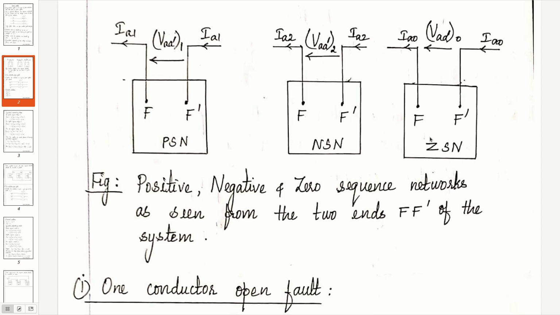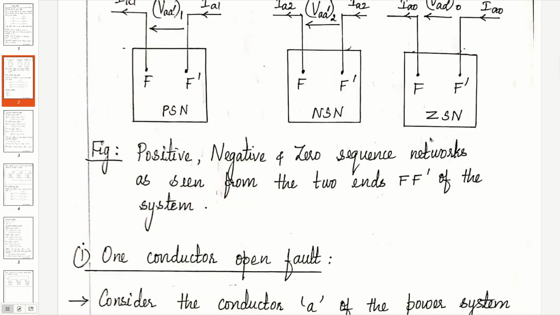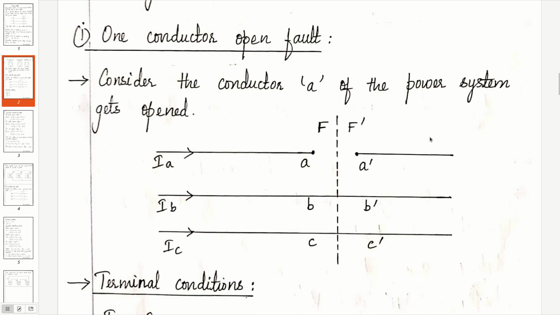So let us analyze the first type of series fault, which is one conductor open fault. Let us consider that open occurs in the line A of the power system. The power system is represented by three lines A, B and C, and we assume that the open fault occurs in line A. So A dash is kept open.